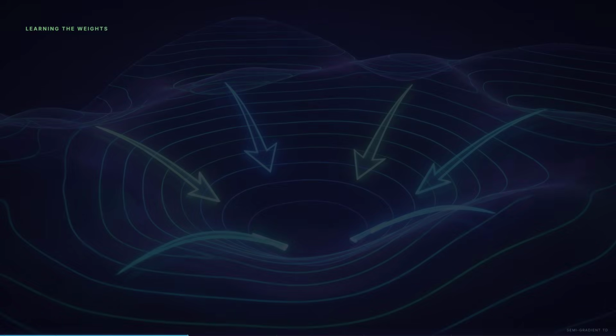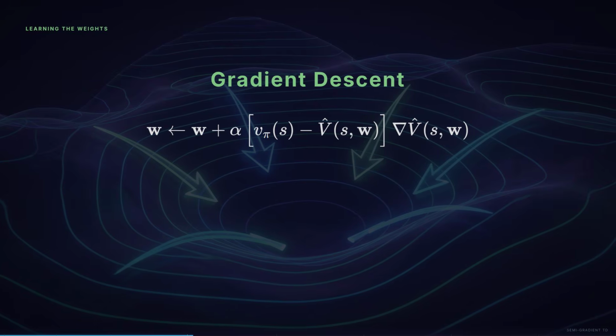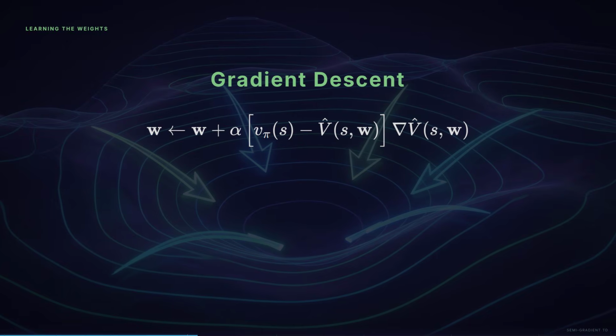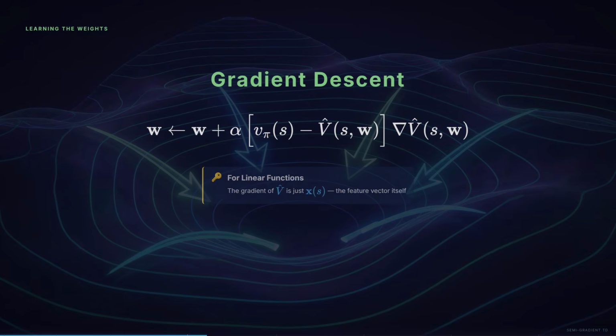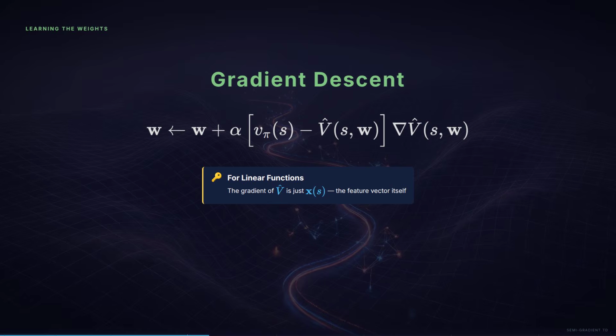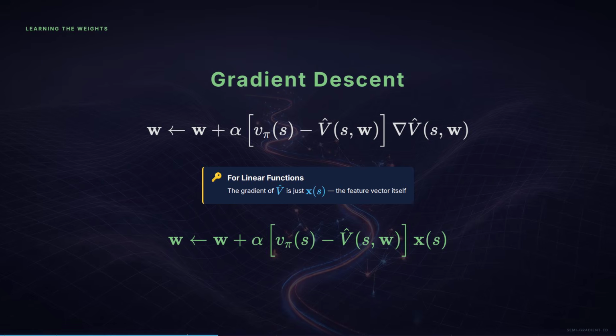To minimize the mean squared error, we take the gradient. The gradient of J with respect to W points toward lower error. We update. W gets W plus alpha times the error times the gradient of V hat. For a linear function, the gradient of V hat is just X of S, the feature vector itself. So the update becomes beautifully simple. W gets W plus alpha times the error times X of S. We push the weights in the direction of features that were active when we got a surprising outcome.